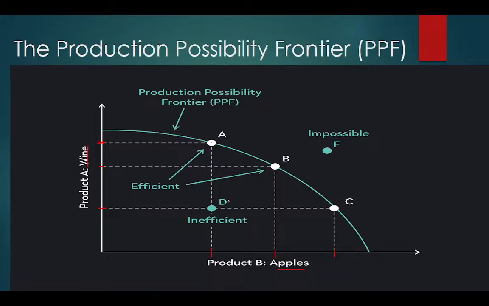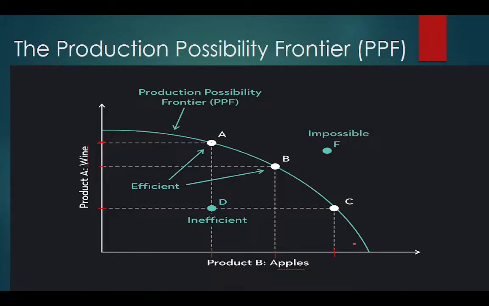Now let me say something. Efficient points are on the curve: A, B, and C. These points represent full and efficient use of resources. The economy is operating at its productive capacity if you pick any point along this line.